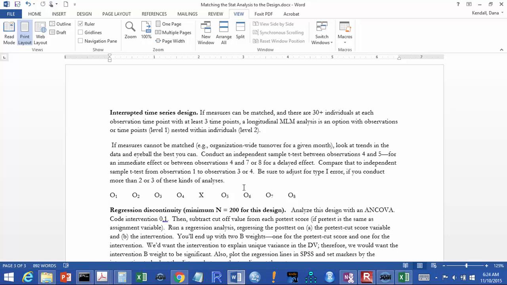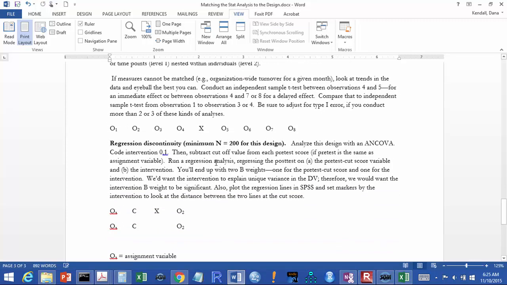Try to do your best to adjust for type 1 error if you do this. So if you're doing, I would say 2 or 3 are fine, just leave it at 0.05. But if you're doing 10 or so different analyses, then you have to think about, okay, the probability of finding something purely by chance is increasing, and so maybe you want to bump that p-value down to 0.01 or 0.001.